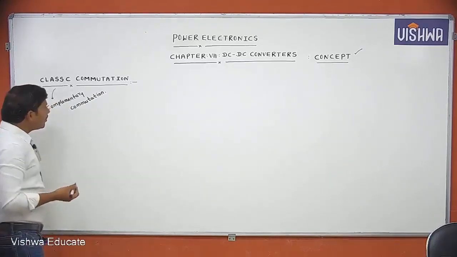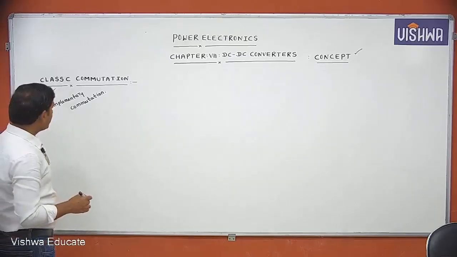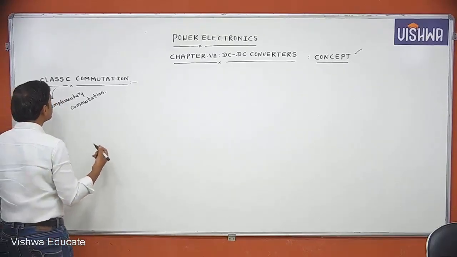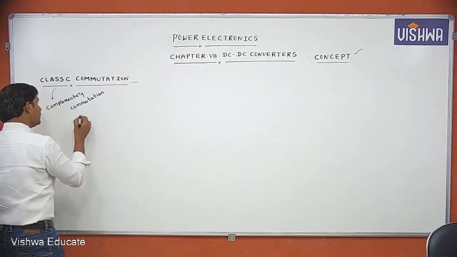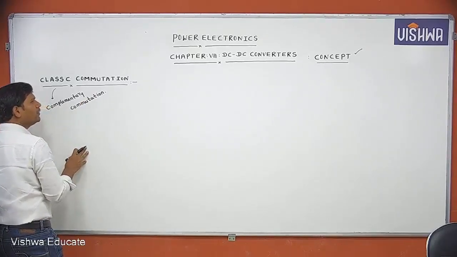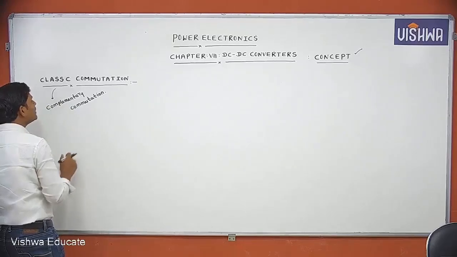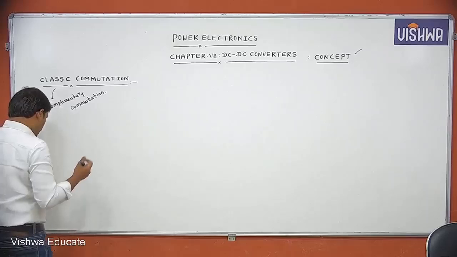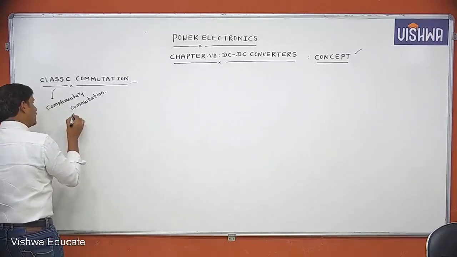Why it is complementary? That I will give the statement based on the operation. First, you draw the circuit for Class D commutation. This is important from any competitive point of view. Even in the GATE exam, a question based on this concept has already been asked.